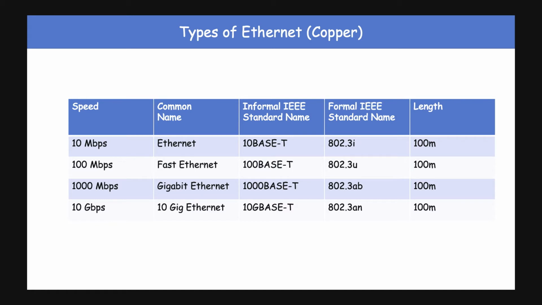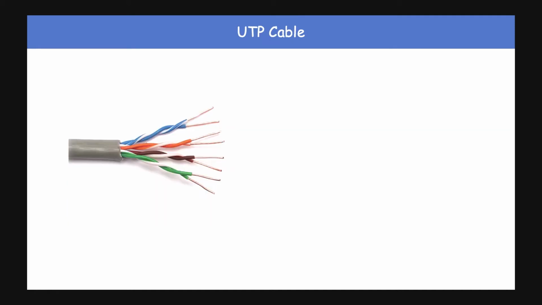As the informal IEEE standard name suggests, each of the standards ends with T, which is twisted pair. What is this twisted pair? Let's have a look at it. One of the most common cables used in networking is UTP cable, which is an unshielded twisted pair cable. This is what a UTP cable looks like. There are 4 pairs of twisted cables. Each pair has a different number of twists on it. The twists help in cancelling out electromagnetic interference from outside and from wires of the same cable, also known as crosstalk.